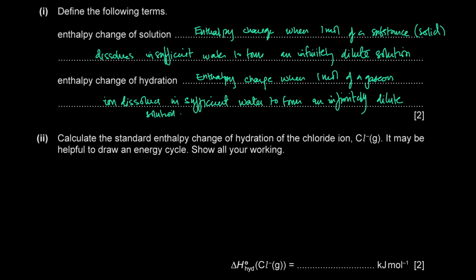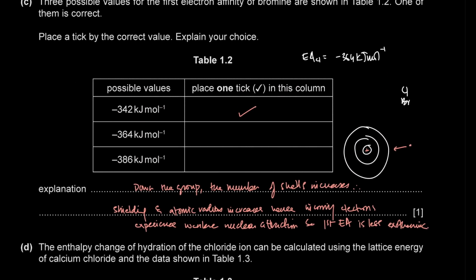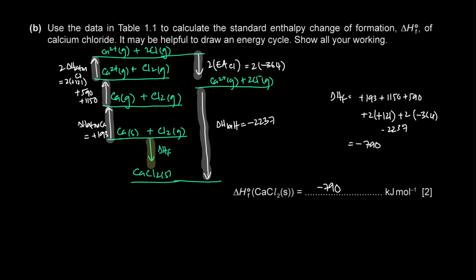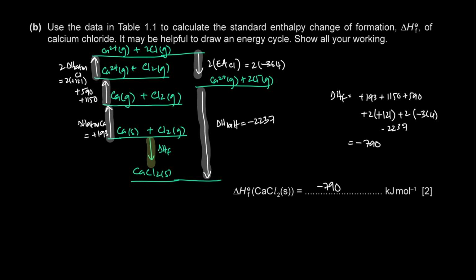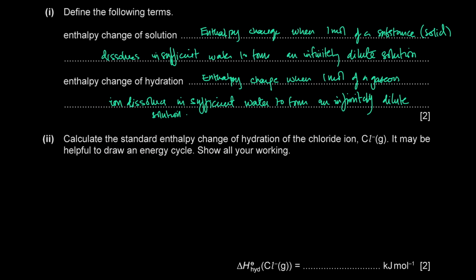Now, when we talk about the enthalpy change of hydration, here they've given us data on the enthalpy change of solution and the enthalpy change of hydration of calcium ions. So we have the enthalpy change of solution of calcium chloride, we have the enthalpy change of hydration of gaseous calcium ions, and we also have the lattice enthalpy of calcium chloride, which is negative 2237. So we can link these three: the enthalpy change of hydration, the enthalpy change of solution, and the lattice enthalpy, by drawing an energy cycle.